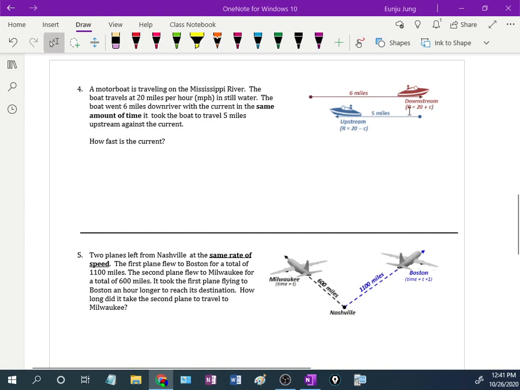So downstream, let's look at the given information here. The rate downstream is 20 plus C. Where is C from? C is for the speed of the current, okay? So how fast is the current? That is going to be the speed of the current. They used C, right? So let me use C instead of X. So 20 plus C, down, down, down, it is easy. You get a free little speed, right? Because of the river flows, okay?